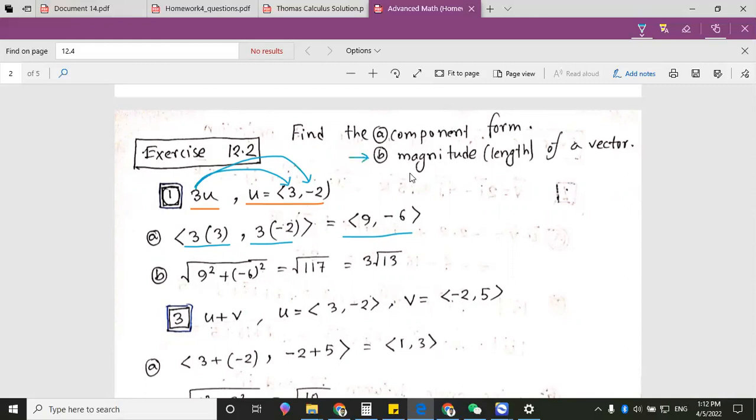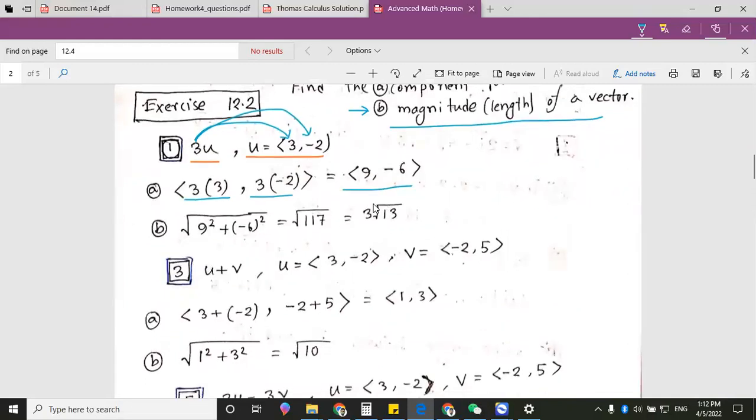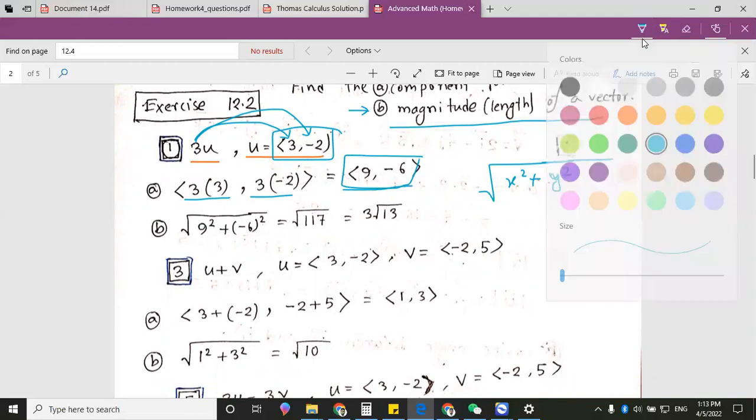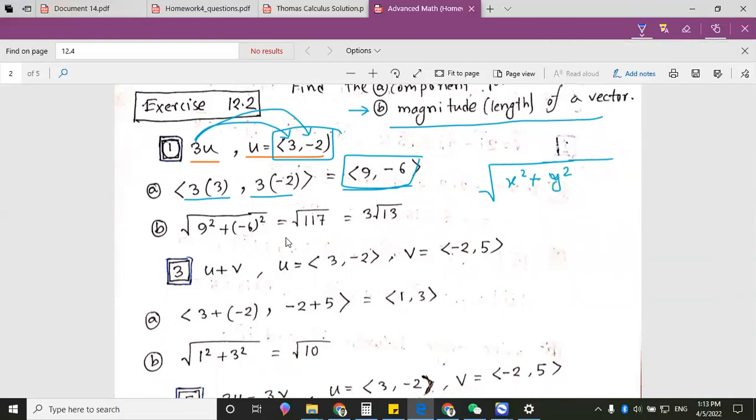And in part b we have to find the magnitude or length of the vector. To find the magnitude, the formula is root over x1 squared plus x2 squared, or you can say y1 squared. We don't need the 1, we just write x, y: root over x squared plus y squared plus z squared. If we have z, then we write z squared, but in this case we don't have z. We only have x and y. So we just write root over x squared plus y squared. So it will be root over 117. If we break this down, it will be 3 root 13.